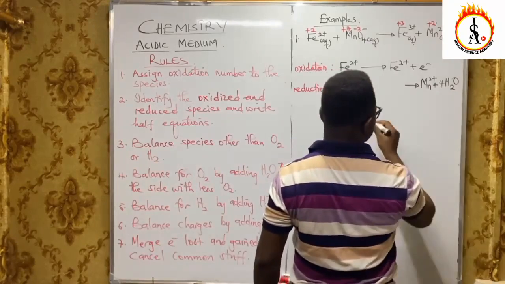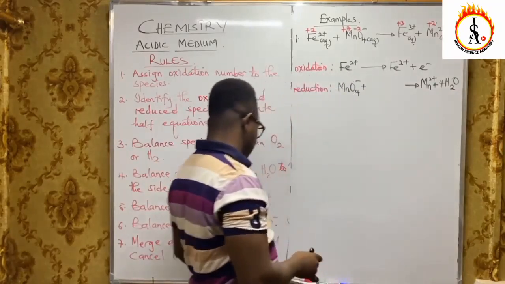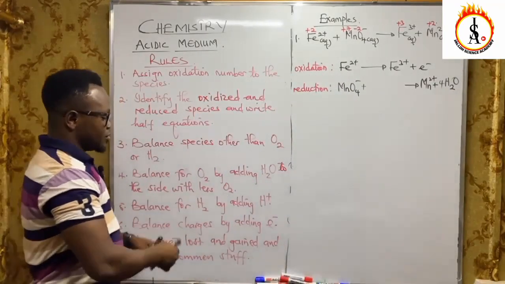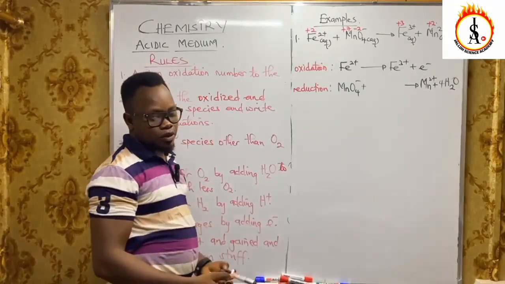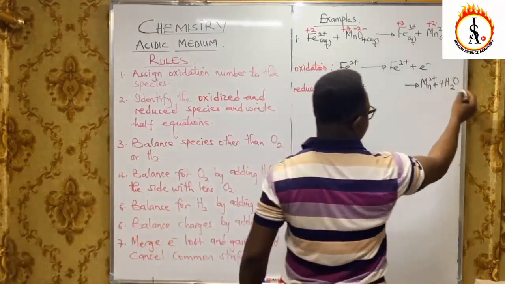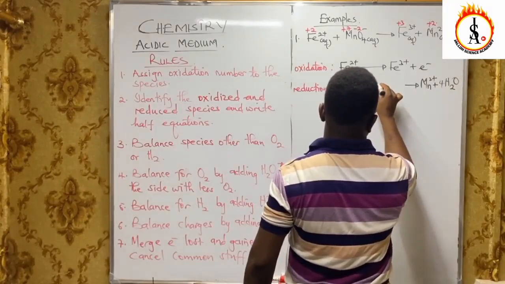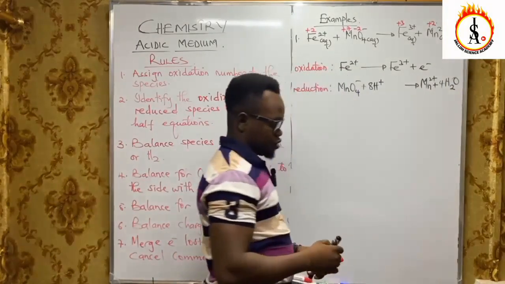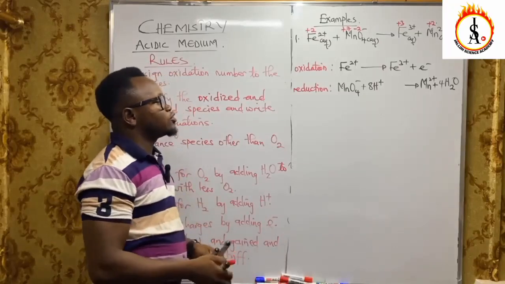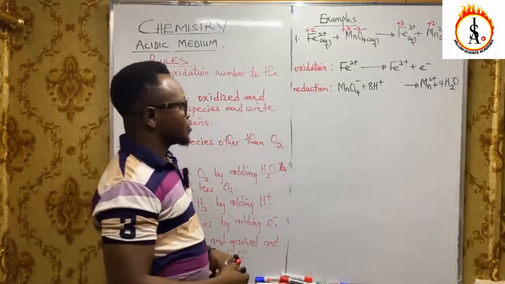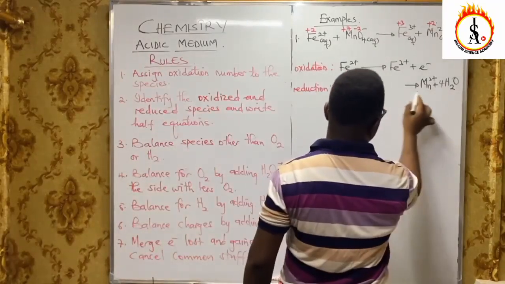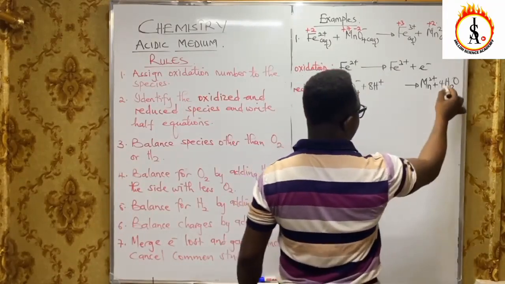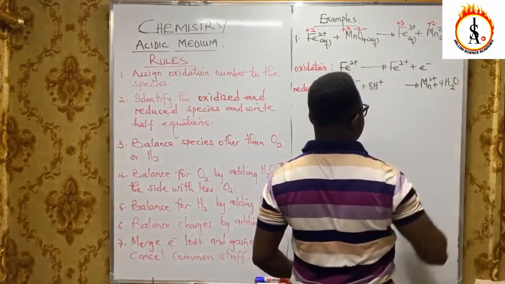So 4 by 2 here is 8. To balance for hydrogen, according to what we learned earlier, we add the H plus ions. And 4 by 2 is 8, so we are going to add 8 H plus ions. Okay? So now if you check here, the atoms are balanced: 1 manganese, oxygen 4, oxygen 4, hydrogen 8, hydrogen 8.